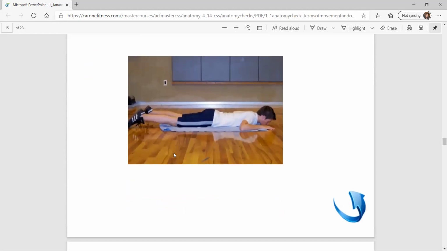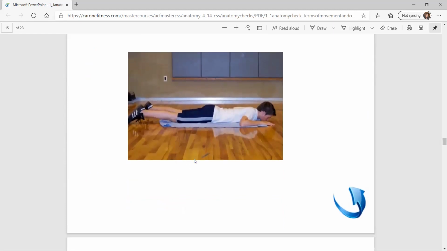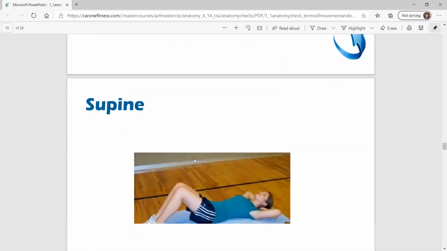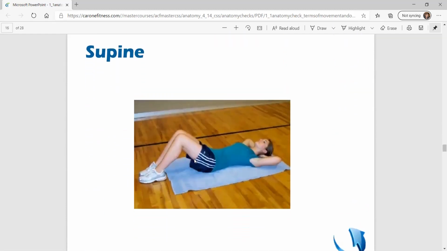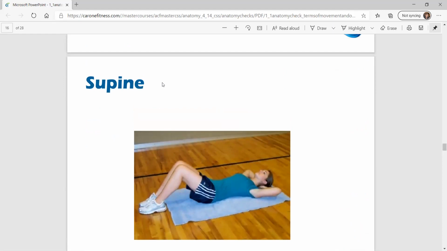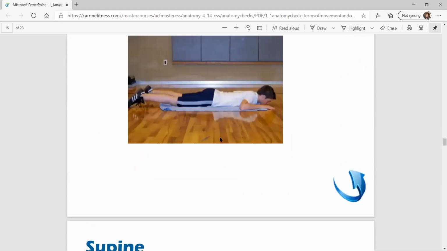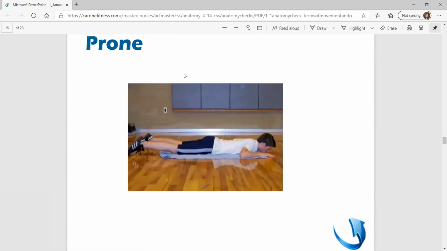Prone, that is when you're just lying face down, prone. Supine, that is when you're lying up. So face up is supine. So supine means facing upward. Down, prone.